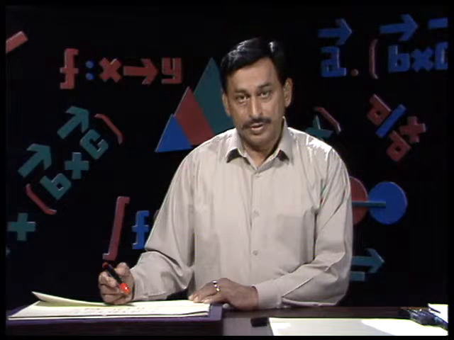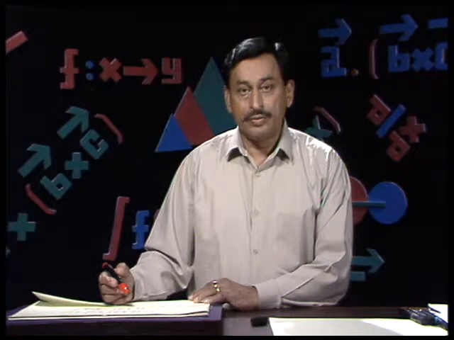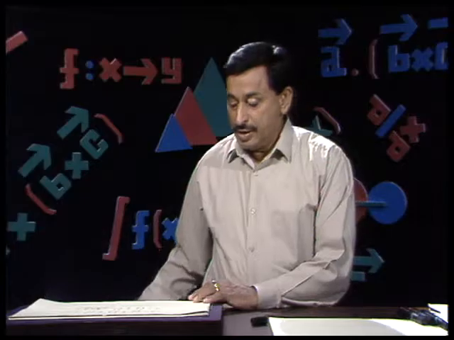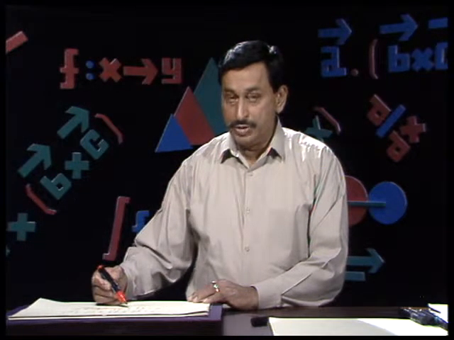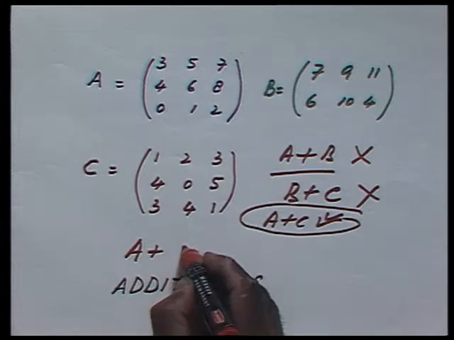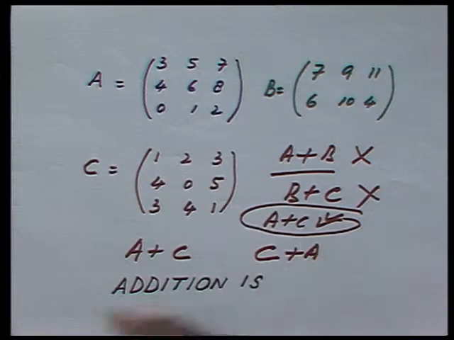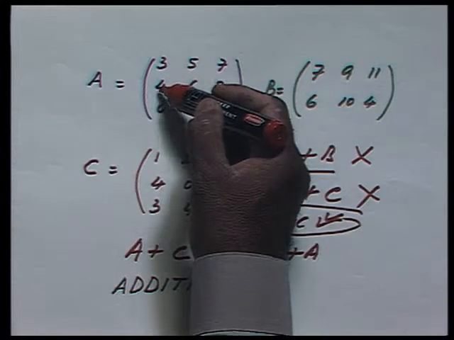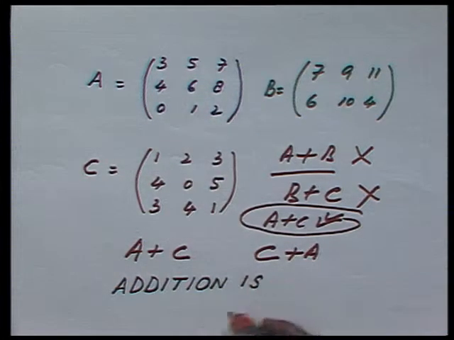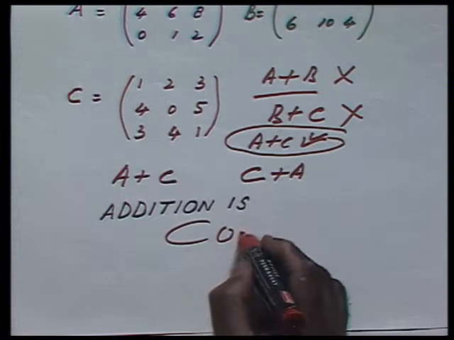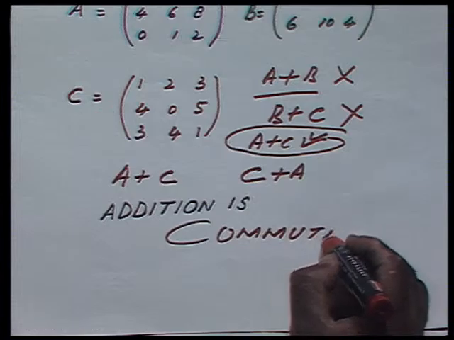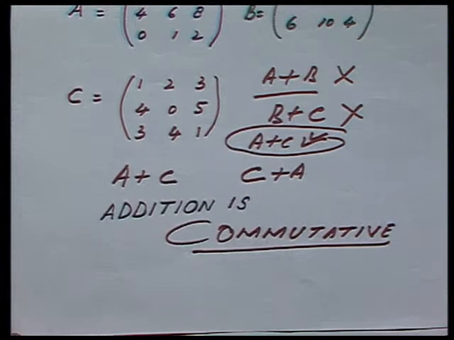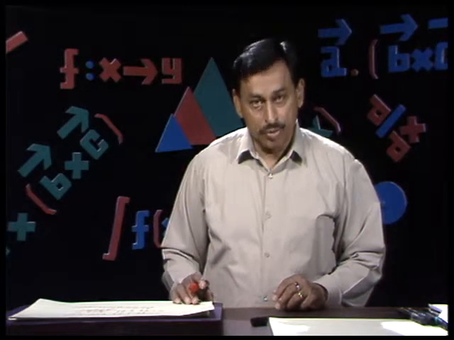Well, we have talked about A plus B equal to B plus A, wherein we found that they were coming to be equal. That is the commutative property. Now, in this case, if we add A plus C and add C plus A, what do you think the result is going to be? 3 plus 1 is 4, and 1 plus 3 is also 4. Similarly, 4 plus 4 is 8, or either way you add, this is the rule that holds, that addition in case of matrices is commutative.